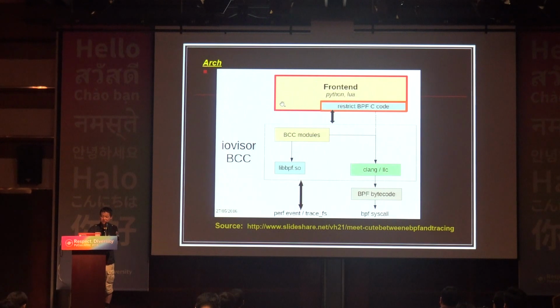Here is the architecture of how a BCC program runs. As we just said, the restricted BPF C code is embedded in a Python or Lua program, and this restricted BPF C code will be compiled into bytecode that will run in the kernel. BCC uses a modified Clang and LLVM based solution to rewrite the restricted BPF C code and compile it with the Clang and LLVM front end.